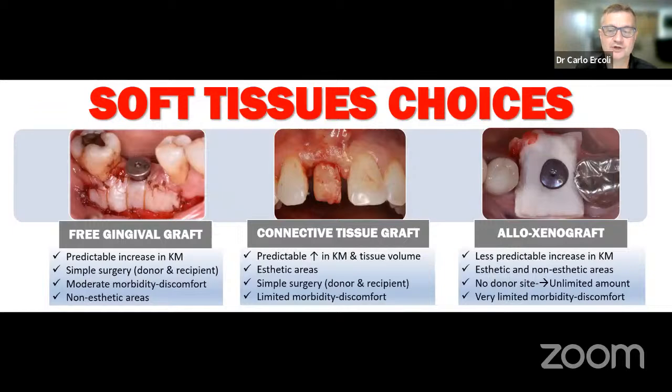And then you may have an allograft or a xenograft that comes from a donor, either of another human or, of course, an animal, in which case there is no donor surgery, and the availability is virtually endless.